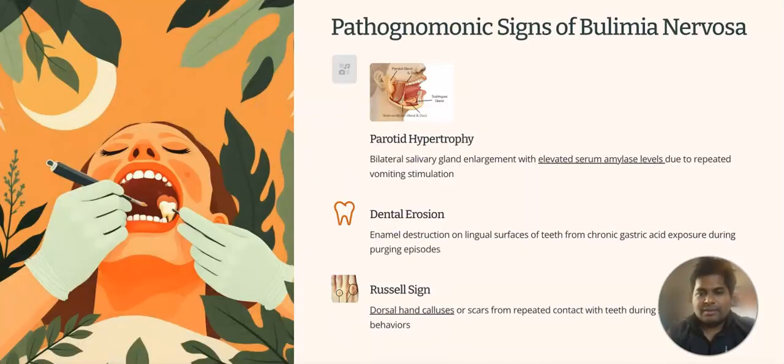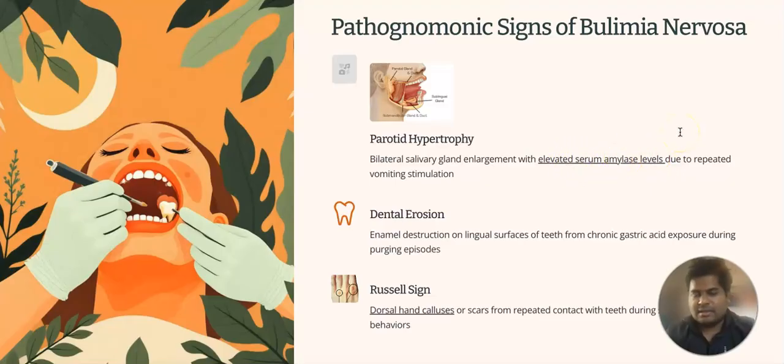When we go through bulimia nervosa, these patients have parotid hypertrophy. Because of the repeated vomiting, they put their hands inside the mouth and vomit, so there will be excessive activation of the parotid gland, the salivary gland, and that leads to parotid hypertrophy. When the parotid gland becomes hypertrophied, there will be increased secretion, and at the same time the serum amylase level may rise. So sometimes in questions they may give this hint, increased serum amylase level, okay?